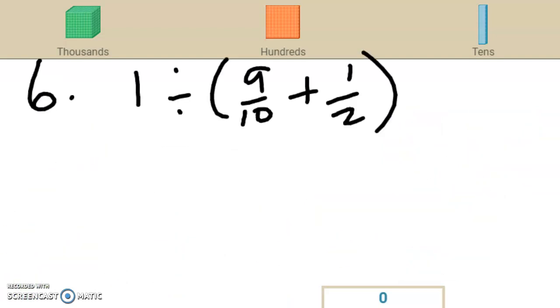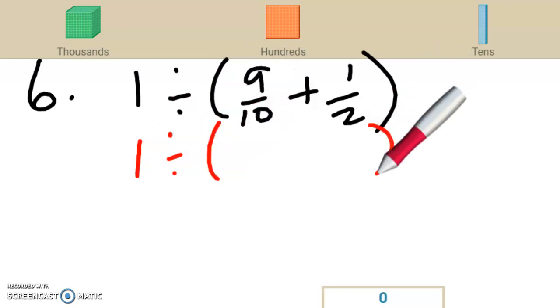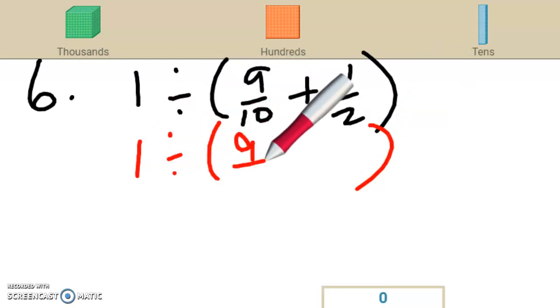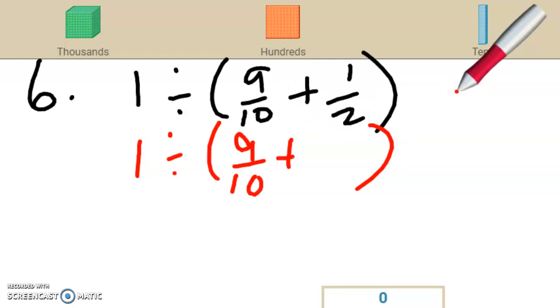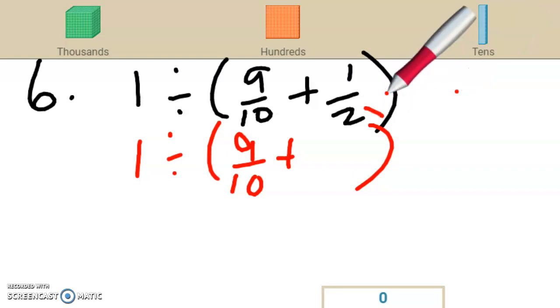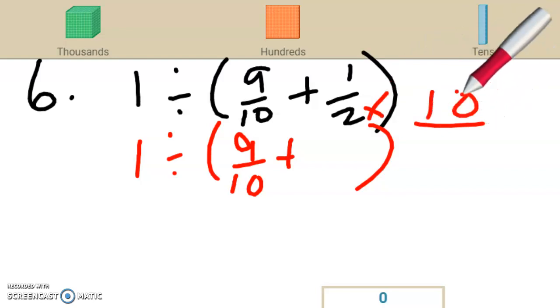So we're looking at number 6, and I have 1 divided by 9/10 plus 1/2. So the first thing I need to know is that I have to do something with my parentheses. So I'm going to bring down my 1 divided by, and I'm going to work on the parentheses. I have 9/10. Well, I can't do anything with that 2 because 2 and 10 are not the same pieces. So I have to change my 2 and I have to get it to some number that it's going to equal 10 on the bottom.